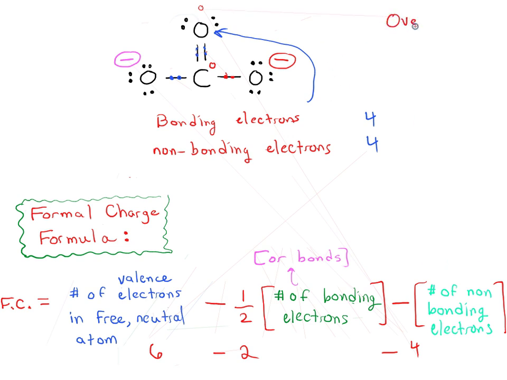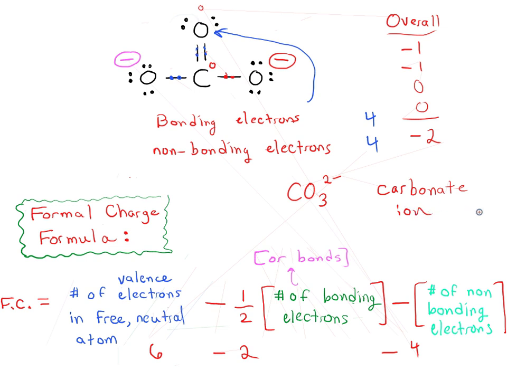So overall, our charges are minus 1, minus 1, and 0, giving a charge of minus 2 for this whole molecule. The name of this might sound familiar to you. It's CO3 2-, otherwise known as the carbonate ion. You may have heard of sodium carbonate or potassium carbonate. Well, this is the carbonate ion, and it has an overall charge of minus 2 because each of those oxygens has a charge of minus 1.